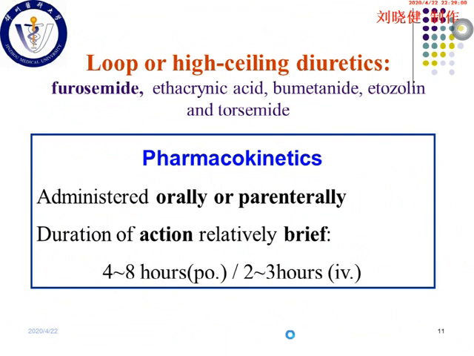Loop or high-saline diuretics. In this family, furosemide is the representative drug. These drugs have different chemical structures, but the site of their action, mechanism, side effects and clinical applications are almost analogous. Now first look at their pharmacokinetics. These agents can be administered orally or parenterally. Their action duration is relatively brief. If administered orally, the diuretic effect lasts for 4 to 8 hours. If by intravenous injection, it lasts for 2 to 3 hours.